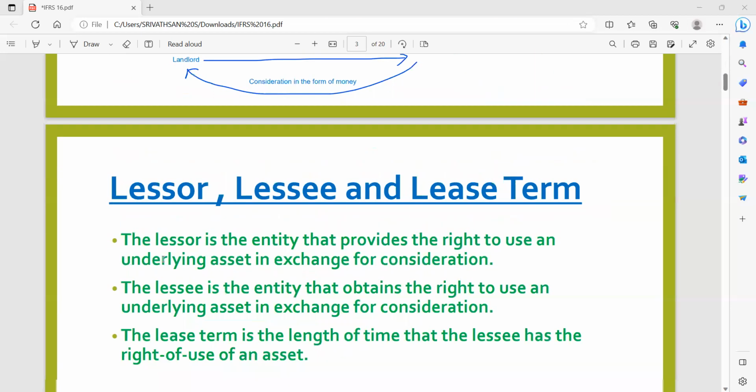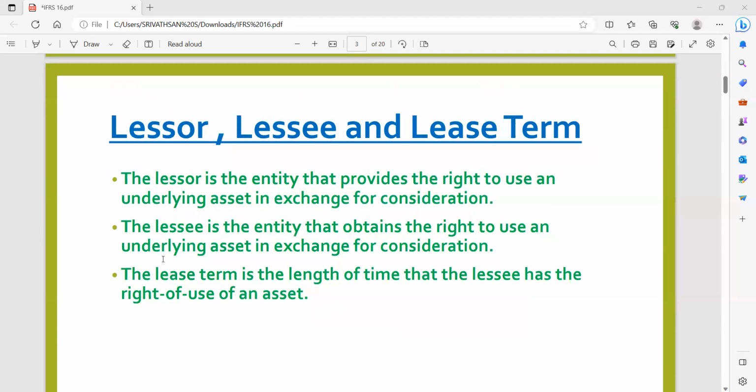And some important definitions like lessor, lessee, and lease term. Basically, a lease contract has two parties, that is the lessor and lessee. So the lessor is the entity that provides the right to use an underlying asset in exchange for consideration. So in the previous example, the landlord is the lessor because he is providing you the right to use his asset, and in turn he gets some consideration in the form of money from you.